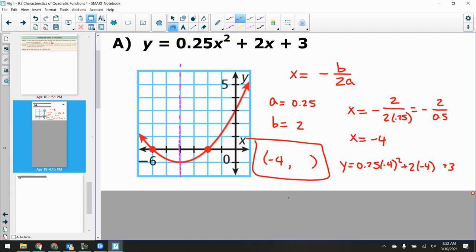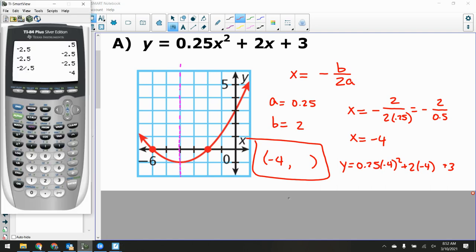You just plug negative 4 back into the equation. Go back to the original, plug it back in. So let's test it out. 0.25 times negative 4 squared. Use parentheses, Mr. Lavin. Plus 2 times negative 4. What is going on with my calculator? Notice I blame it on the calculator. And then a plus 3. See, all I'm doing there is just plugging negative 4 into that equation. I get negative 1.